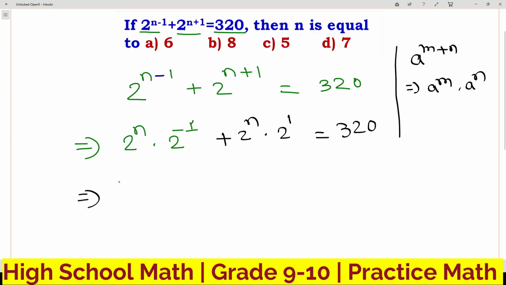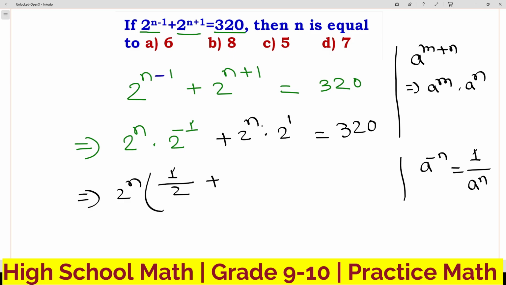Now we can take common 2^n. In this case, as per negative exponent, a^(-n) we can write as 1 divided by a^n. Same thing, 2^(-1) we can write 1 by 2, plus we already took common 2^n, so here is only 2. Now here is 320.